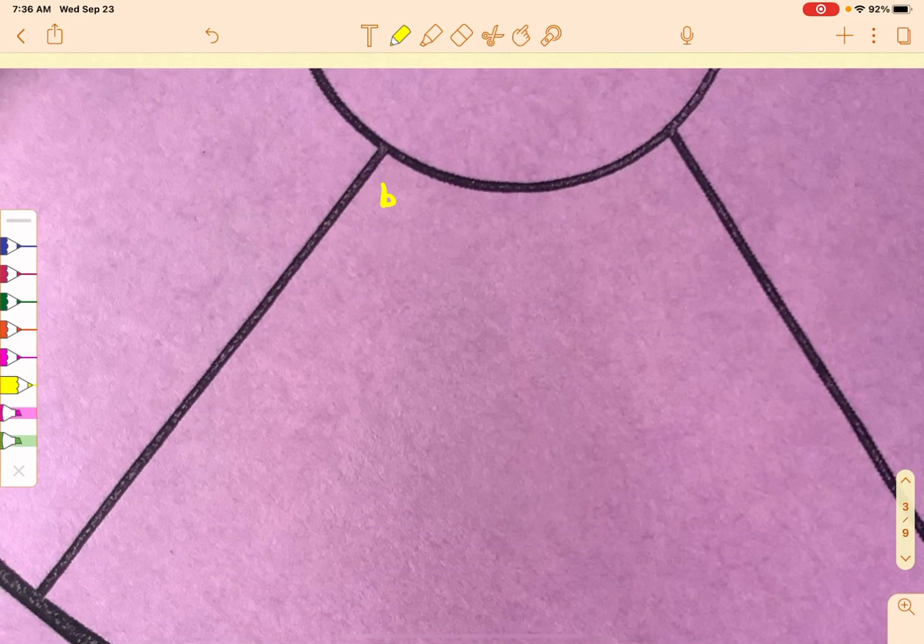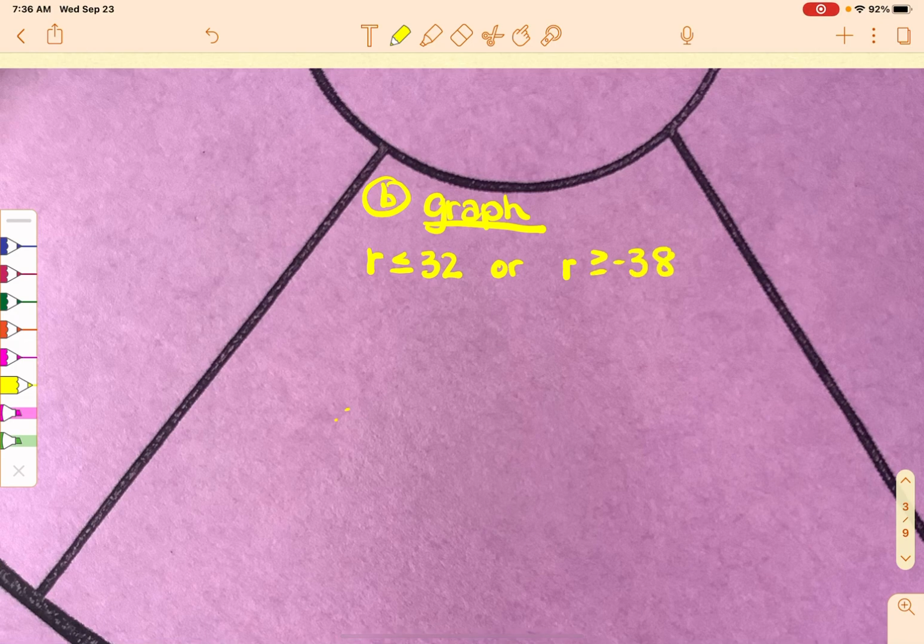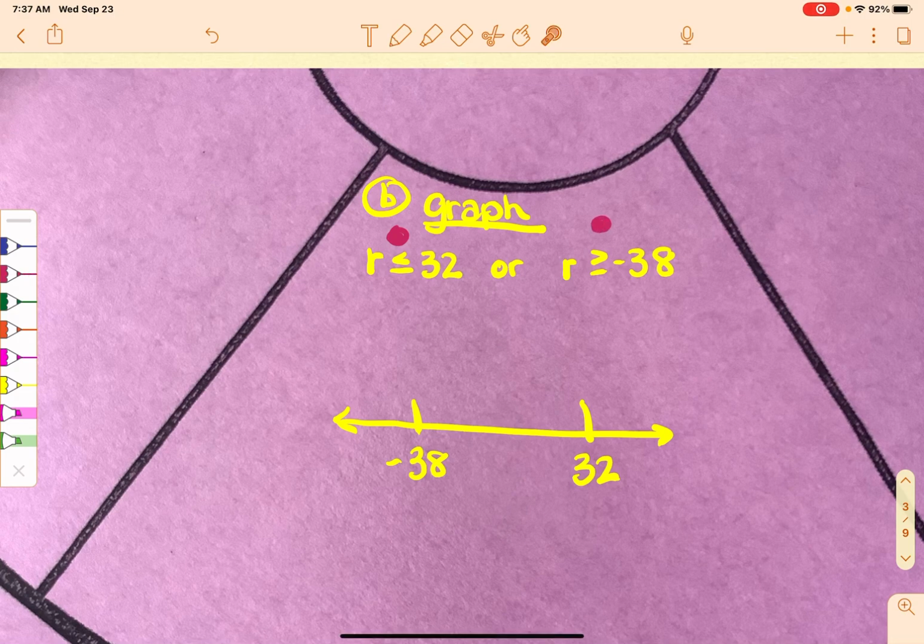So I have B, and I'm going to graph. And I have r is less than or equal to 32, or r is greater than or equal to negative 38. So the two numbers they care about are negative 38 and positive 32. I know these are both going to be filled in circles because they both have that equal to part with the inequality.